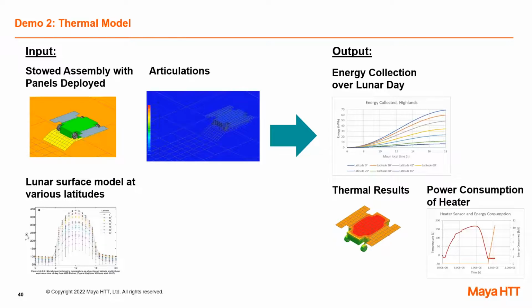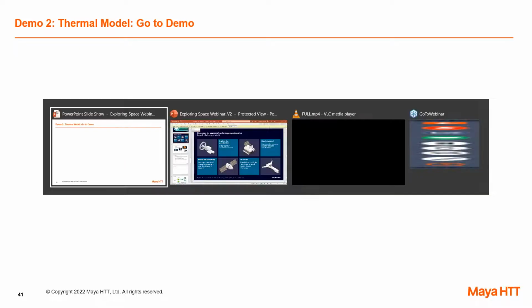So the inputs for this analysis include the stowed assembly with the panels deployed, articulations to deploy the wheels and move the rover off of the platform, and also the lunar surface modeled at various latitudes. In the outputs, we're going to look at temperature results of components, absorbed solar flux of components, energy collected by the panels over the lunar day, and power consumption of the controlled heater. Next slide.